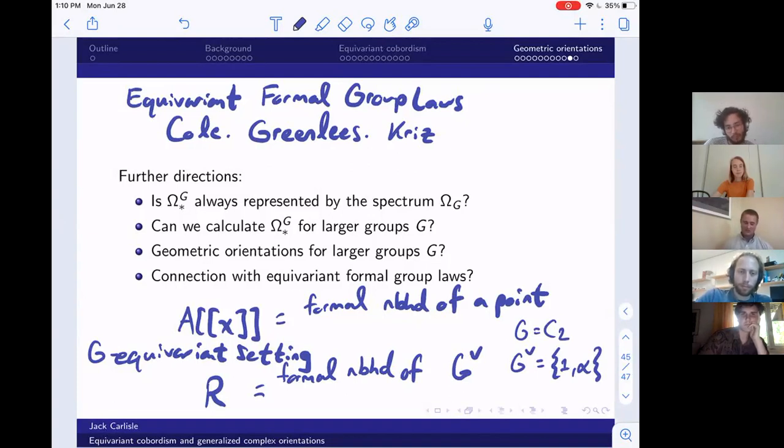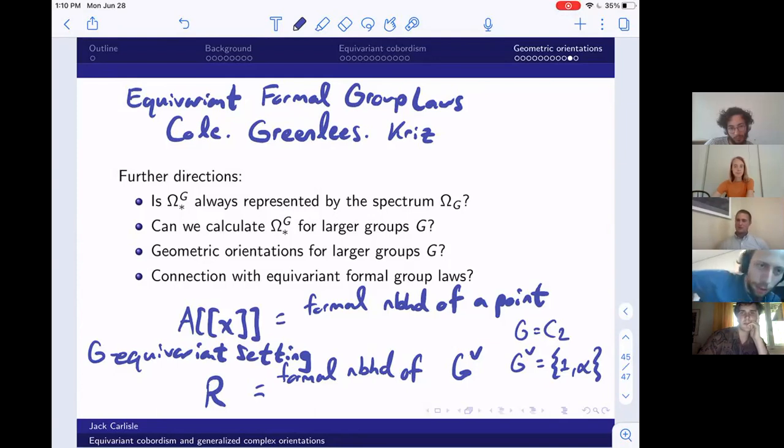And so it is in this world of formal algebraic geometry that G equivariant formal group laws exist. For instance, if you have an algebraic group in which a finite group G prime is embedded, then if you complete at that subgroup G prime, you obtain an object like this.